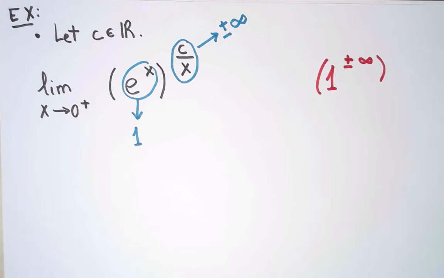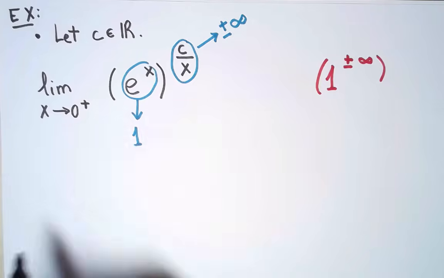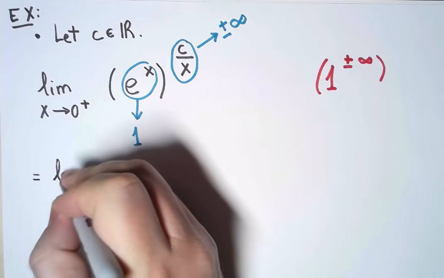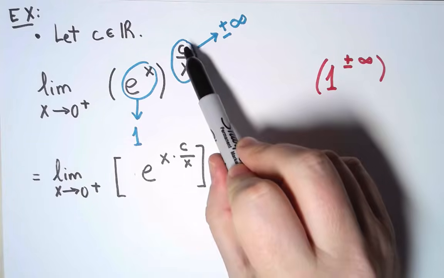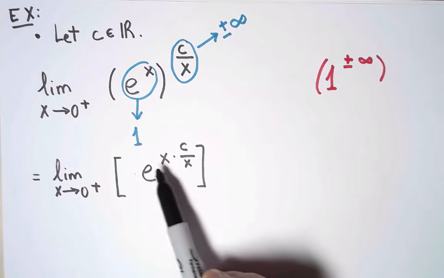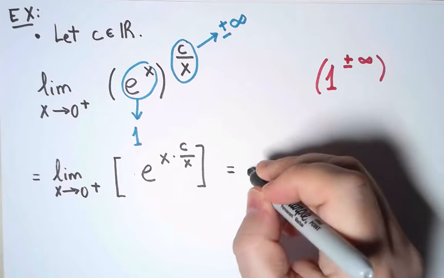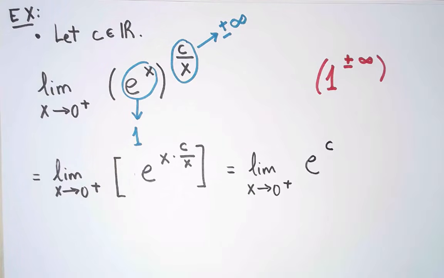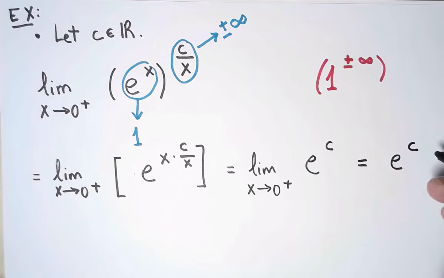So what's the value of this limit? Well, the nice thing about this example is that we can compute it very easily, because I can use the properties of exponentials and rewrite these functions as follows. e to the x raised to c over x is simply e to the x times c over x. And now I can simplify this. Turns out that this is just a constant function, so the limit is e to the c. So there you have it.